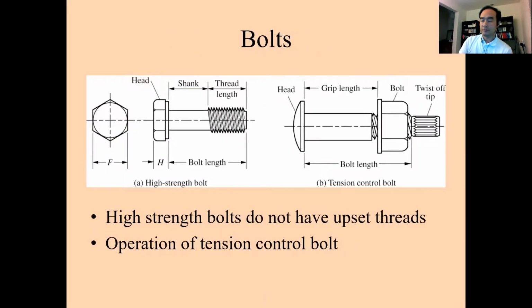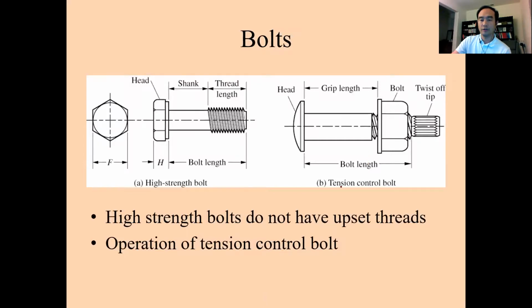Two different types of bolt. This is a very typical high strength bolt. Here we have a shank and the threaded area. And this is a very special bolt called a tension control bolt. So we have to have a special device to fasten this type of bolt.